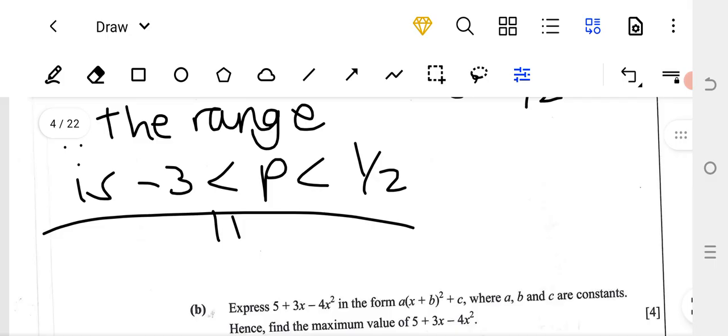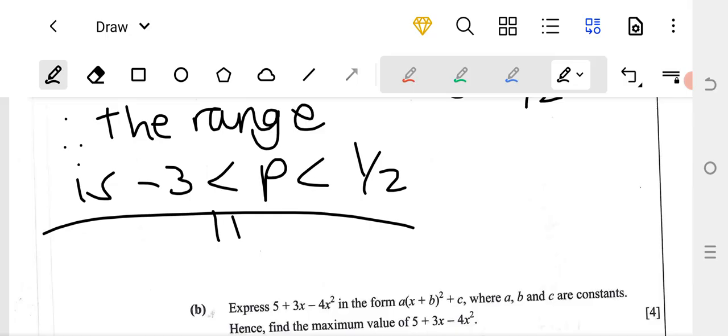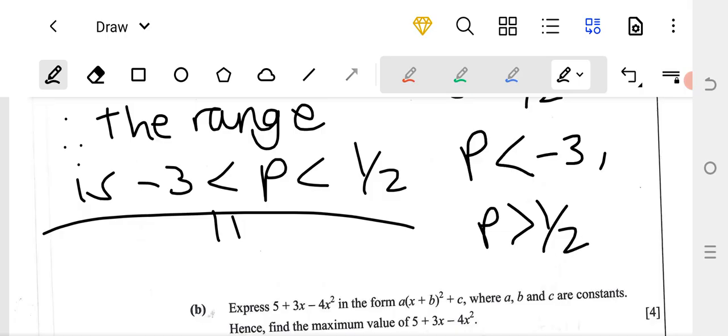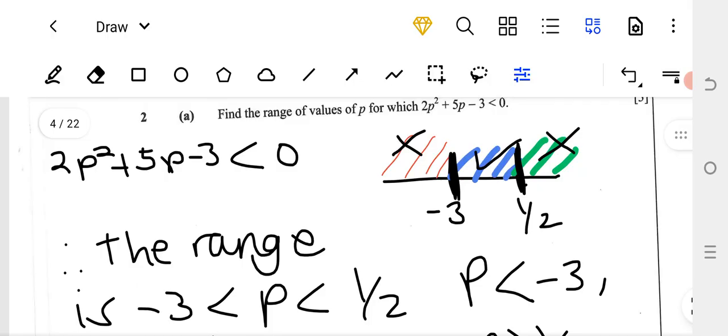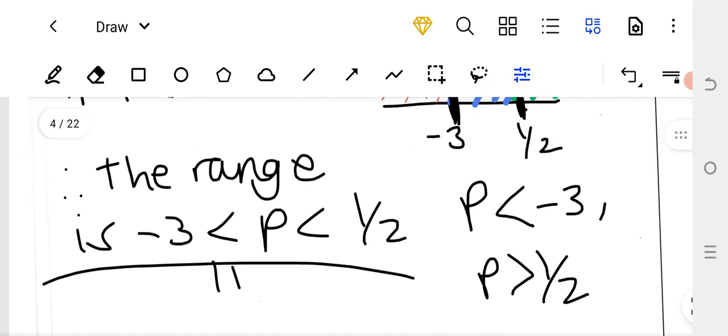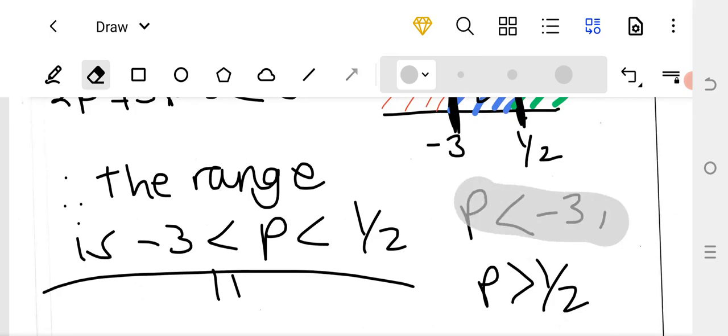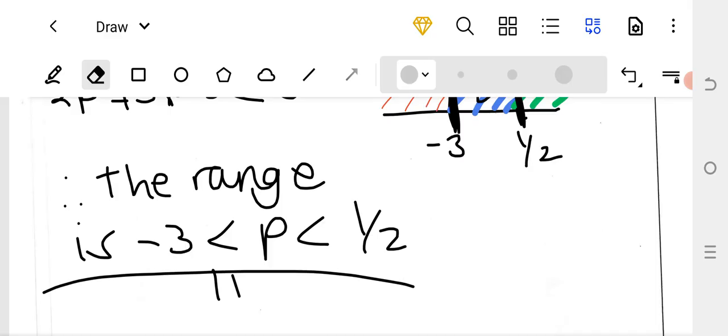What you would have done is, since the values that side are less than P, so you would have said P is less than -3, comma, P is greater than 1/2, because in the red region there, it represents values less than -3, and then in the green region, it represents values greater than half. That's how it would have been written if you are asked and then you found answers while you ticked the green and the red region. So that's how it would have looked.